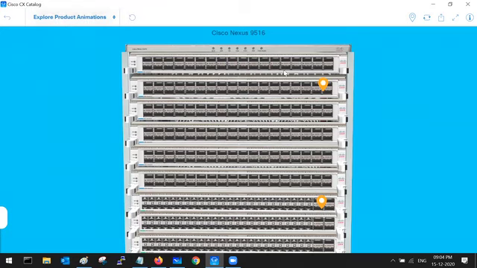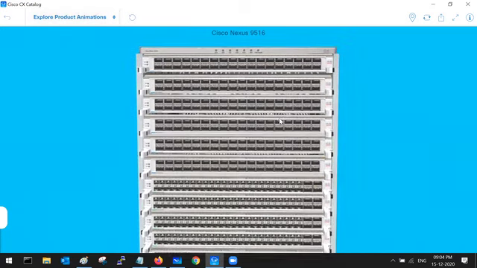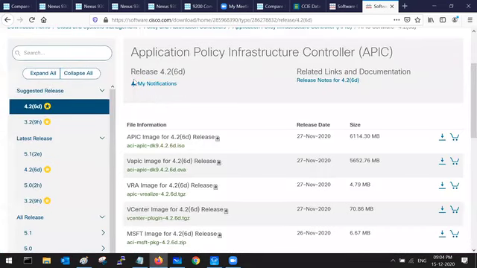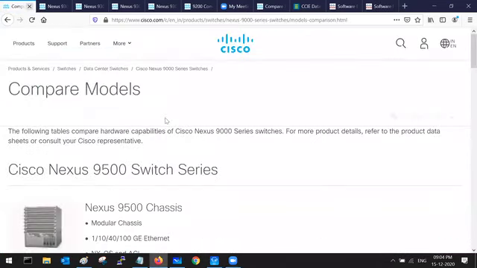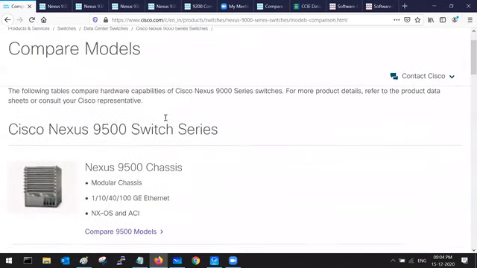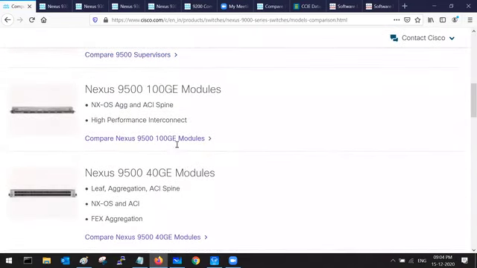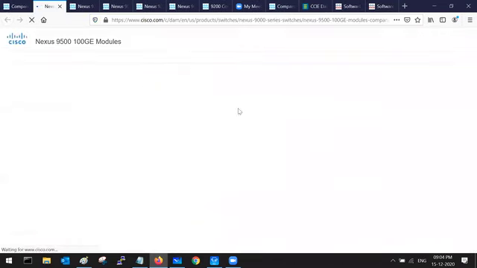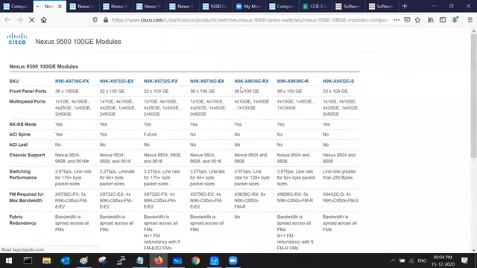Most customers we go to now, they just use 100 gig. They're not even on 40 gigs. So you can always take a look at the models from here. Cisco Nexus 9500 compare models, and here you can see we have 100 gig modules. So from here you can see the different models which provide you 100 gig ports. Maximum you get is 36 ports of 100 gig.